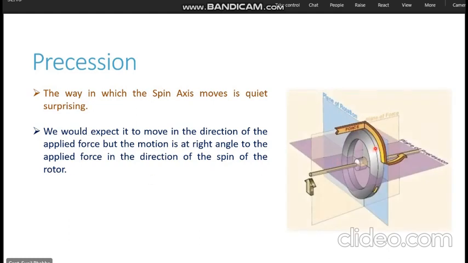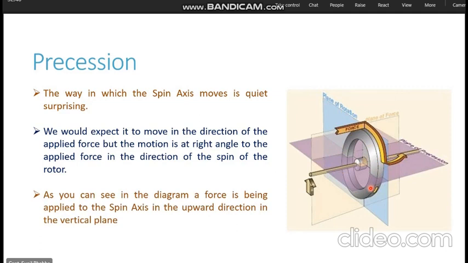So you see a rotor here. The rotor is moving in the clockwise direction, if you are looking from this particular side, where you have this arrow. Now, as you can see in the diagram, this arrow represents the force which is being applied. So on this end of the spin axis, we are applying a force in the upward direction. And we would expect the spin axis to move upwards.